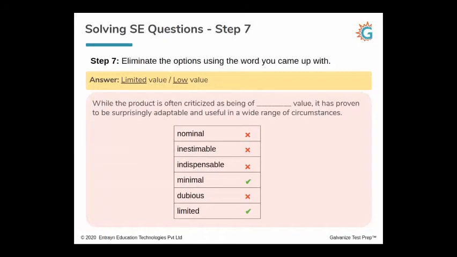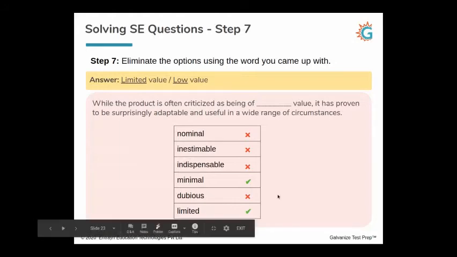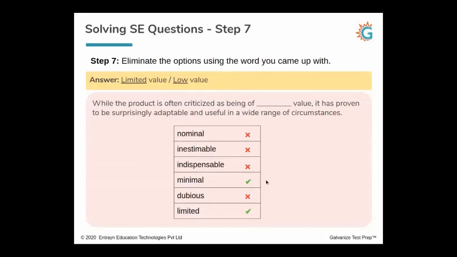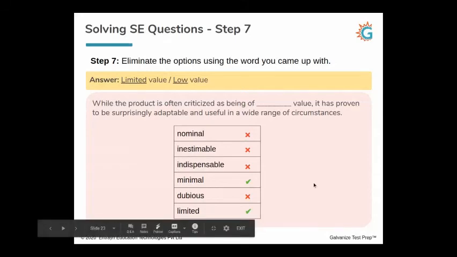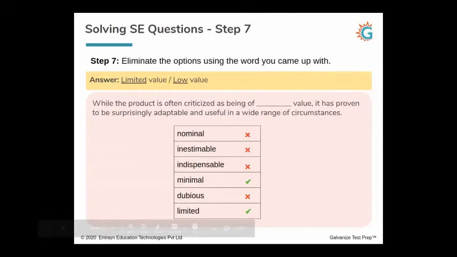Now there are two important things I would like to highlight here. If you go for just synonyms, you might have chosen nominal and minimal. And if you have just gone for negative words, then there are three options out of which you have to choose two. You may have got stuck. This is why we insist that you follow this whole procedure. You have to follow all these 7 steps in order to arrive at the answer.